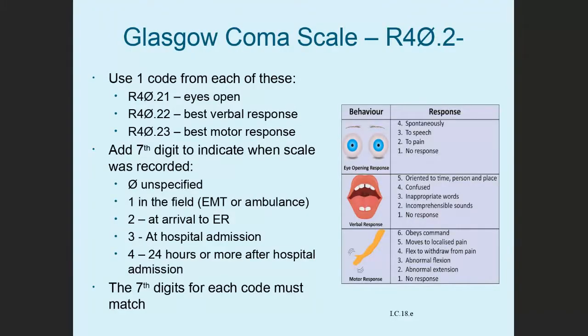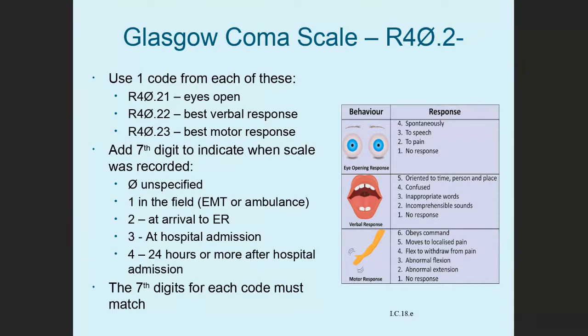Okay, the Glasgow Coma Scale. To code for comas, you need 3 codes: one for eyes, one for verbal response, one for motor response. And you can see from the picture what the scores are.